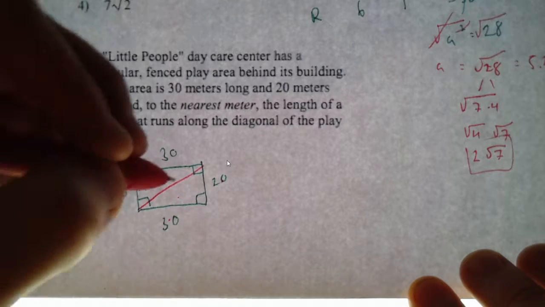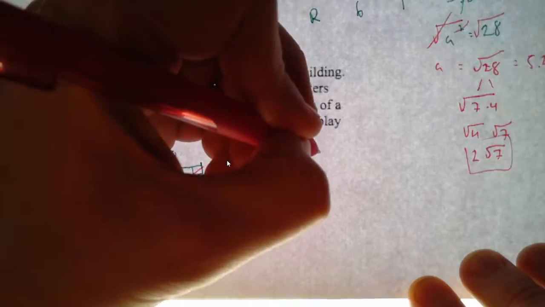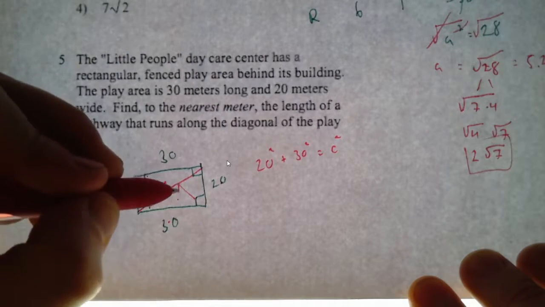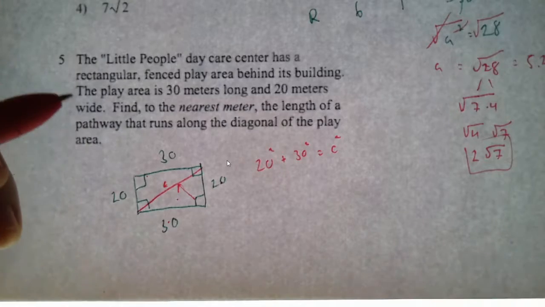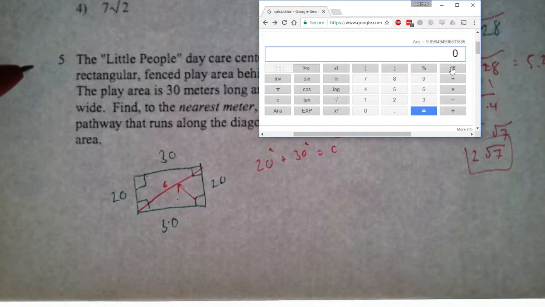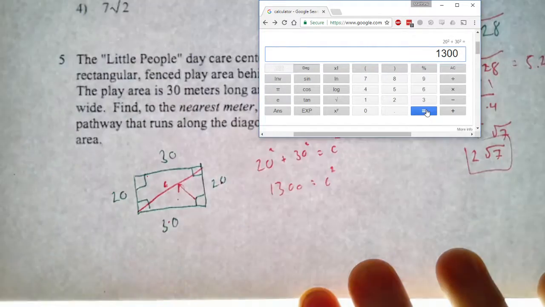Let's do a quick Pythagorean theorem. 20 squared plus 30 squared equals c squared. This is my c, it's my hypotenuse because it's on the opposite side from my right angle. I will definitely use a calculator for this one. So 20 squared plus 30 squared is equal to 1300, which is equal to c squared.